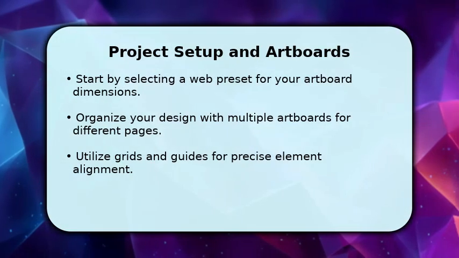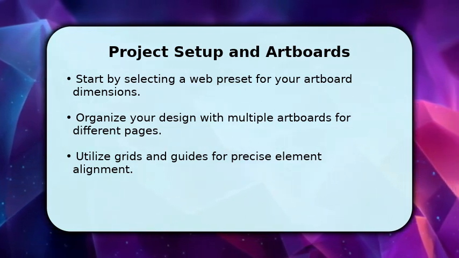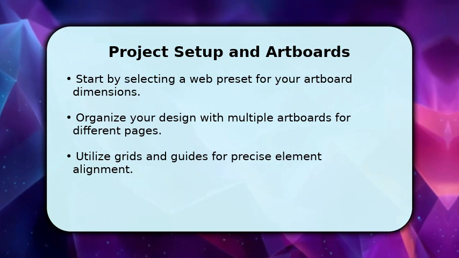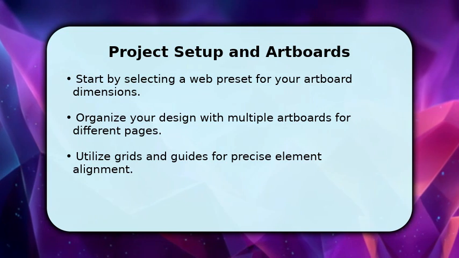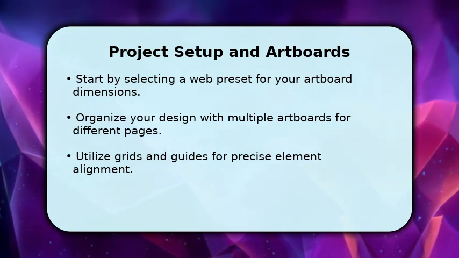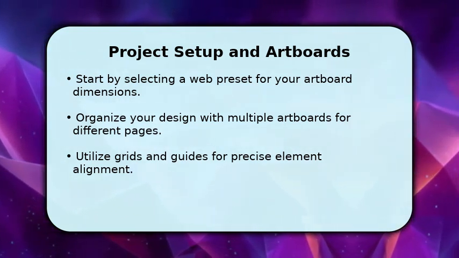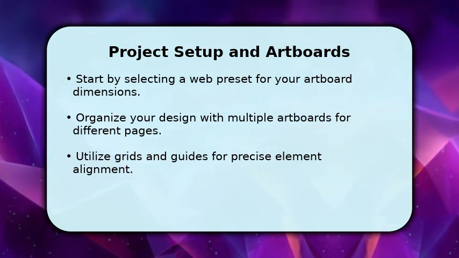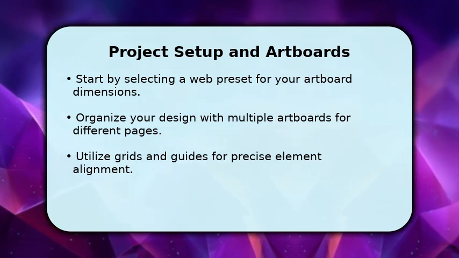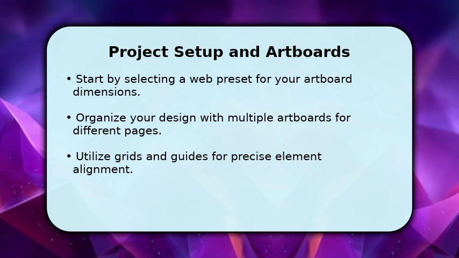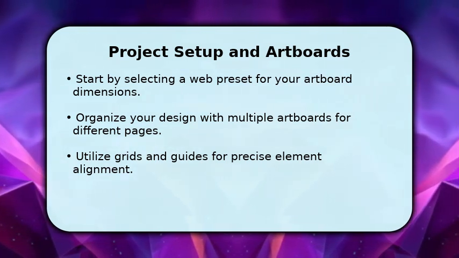To start, open Adobe XD and choose a web preset, such as Web 1920 for a desktop view or Web 1366 for a smaller screen. This sets up your initial artboard. You can add more artboards for different pages or responsive views, like a mobile version. Using layout grids and column guides, typically a 12-column grid, helps maintain consistent spacing and alignment across your design. This foundational step is crucial for an organized and professional website layout.